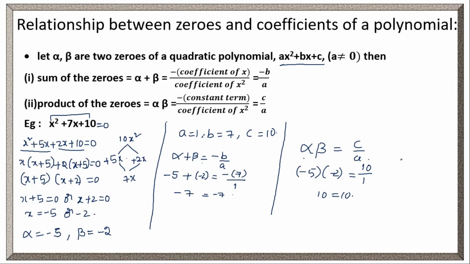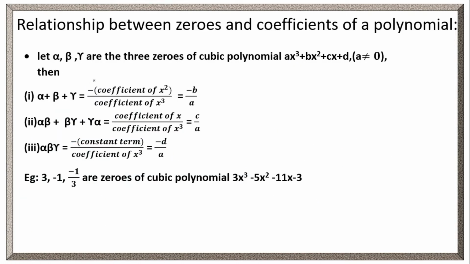Clear? Right. Let's compare the zeros and coefficients of a cubic polynomial. Here alpha, beta, gamma are the zeros of cubic polynomial ax cube plus bx square plus cx plus d, where a is not equal to 0. Here also I have taken one example. 3, minus 1, minus 1 by 3 are the zeros of cubic polynomial 3x cube minus 5x square minus 11x minus 3. Here alpha value is 3 and beta value is minus 1. Gamma value is minus 1 by 3.